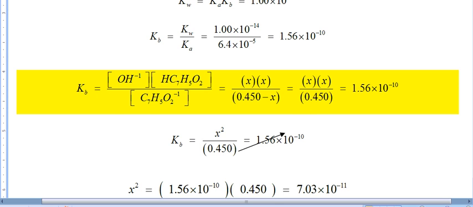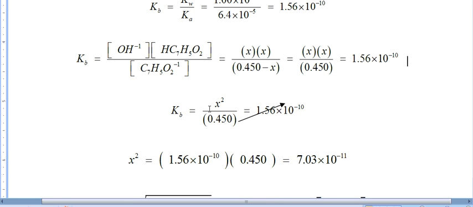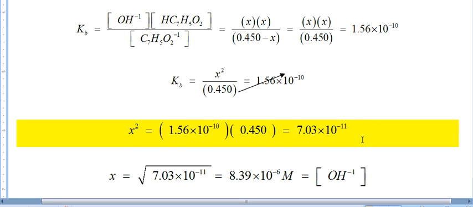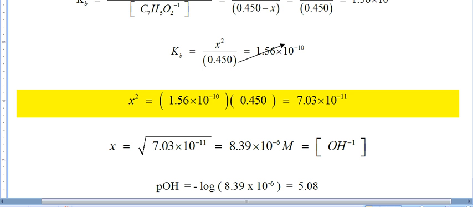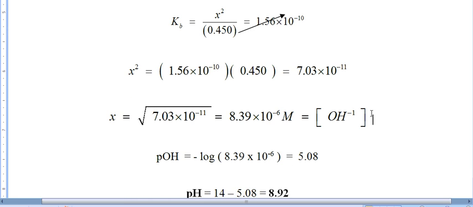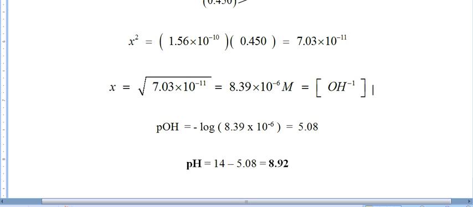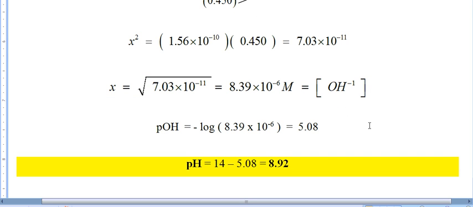So once we've got to this step here, let's go ahead and rearrange variables so that we can solve for x squared. And once we have x squared's value, we need to find out what x is equal to so that we can find out what the hydroxide concentration is. Once you have the hydroxide concentration, then it becomes very simple. We can find the pOH first, and then we can solve for the pH. So the pH for this salt is 8.92.